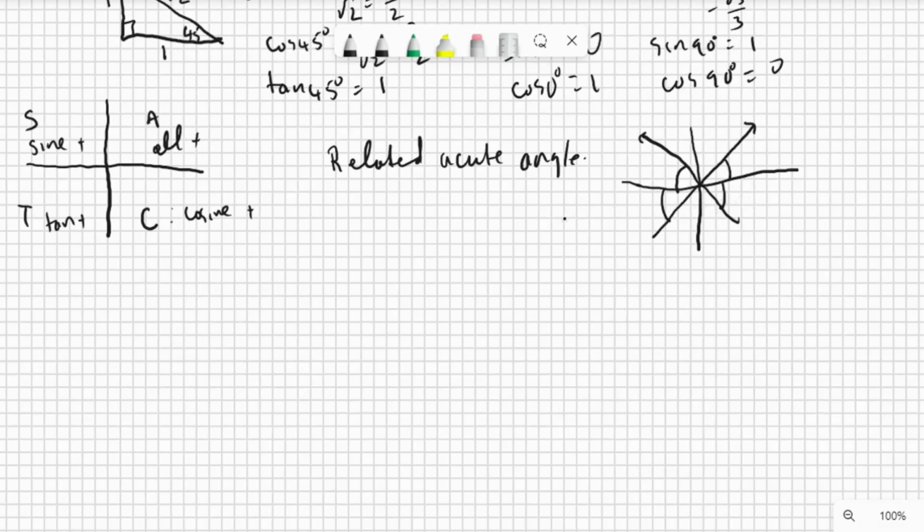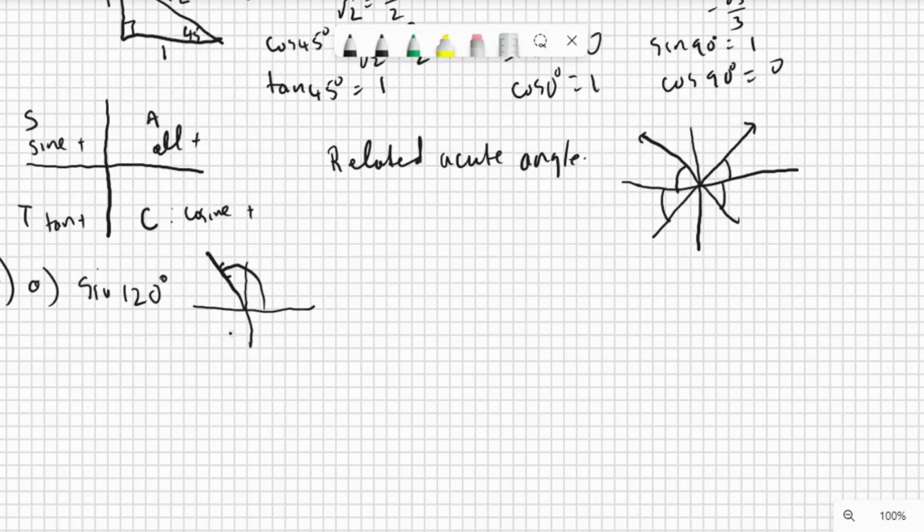Okay, so let's say we'd like to find number 1a. We'd like to find sine of 120 degrees. Now what we say is, which quadrant is 120 degrees in? 120 degrees is in the second quadrant here. In the second quadrant, sine is positive.